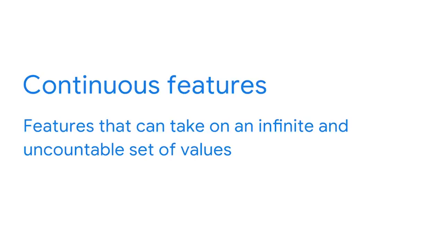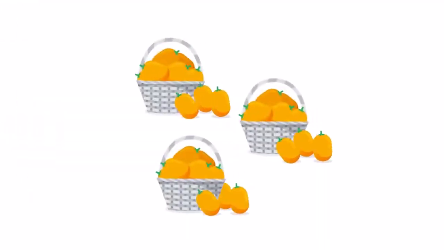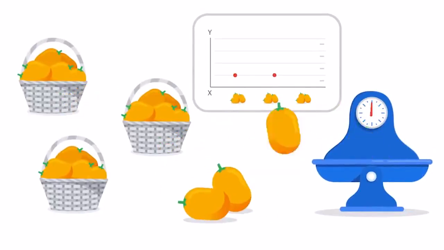As you learned earlier in the program, continuous features can take on an infinite and uncountable set of values. Understanding this concept is critical when selecting a machine learning model and choosing the measurements to check that model's utility. Imagine you own a citrus tree farm, and you want to learn the average weight of this year's yield of kumquats. The entire yield, or population, is 100 bushels.